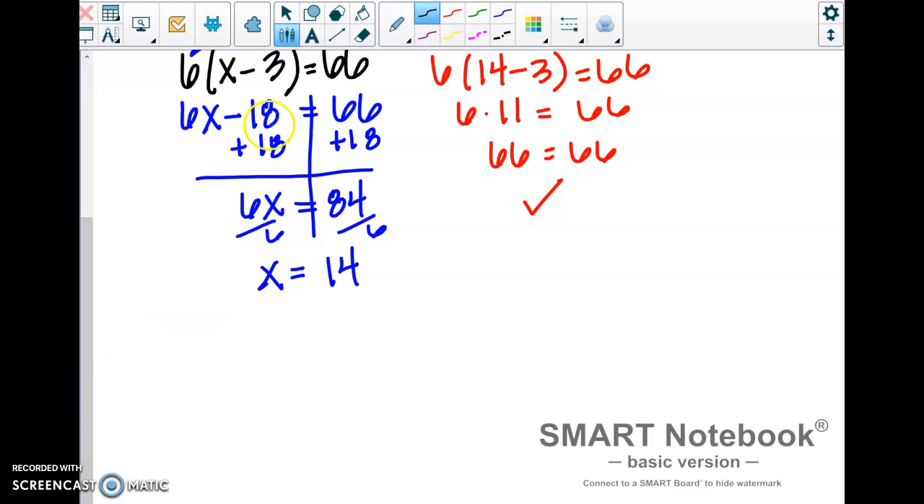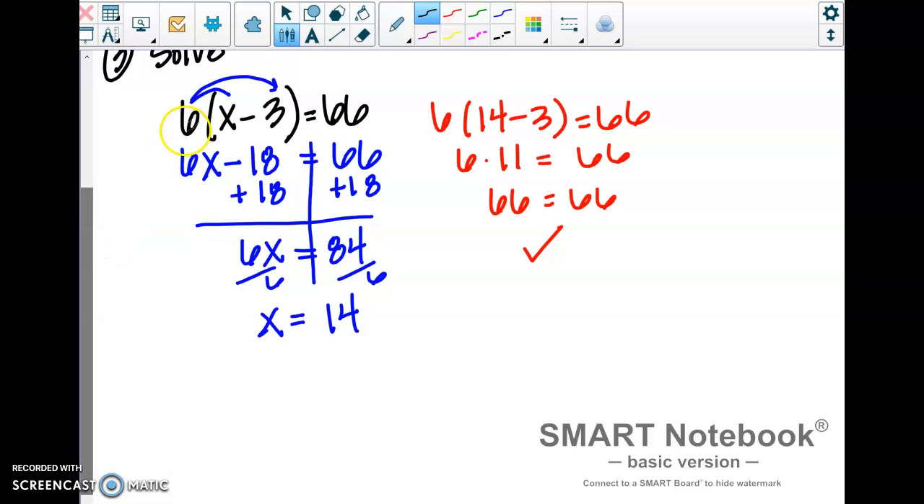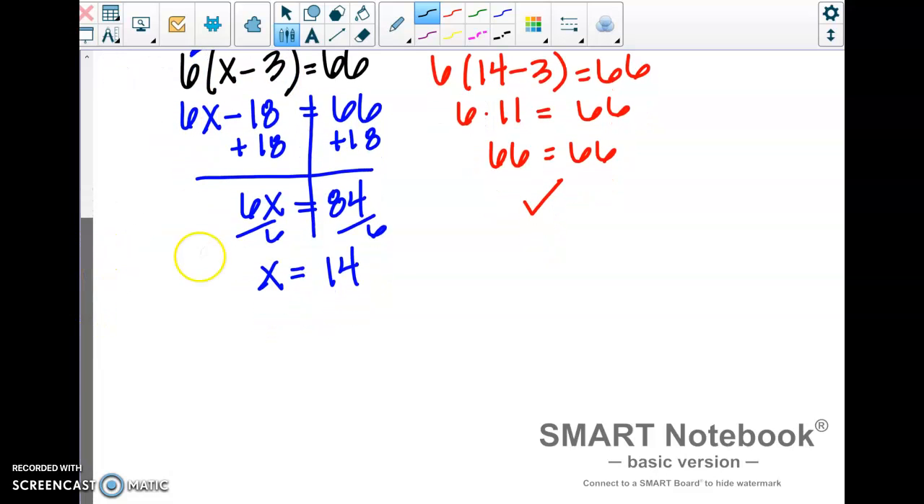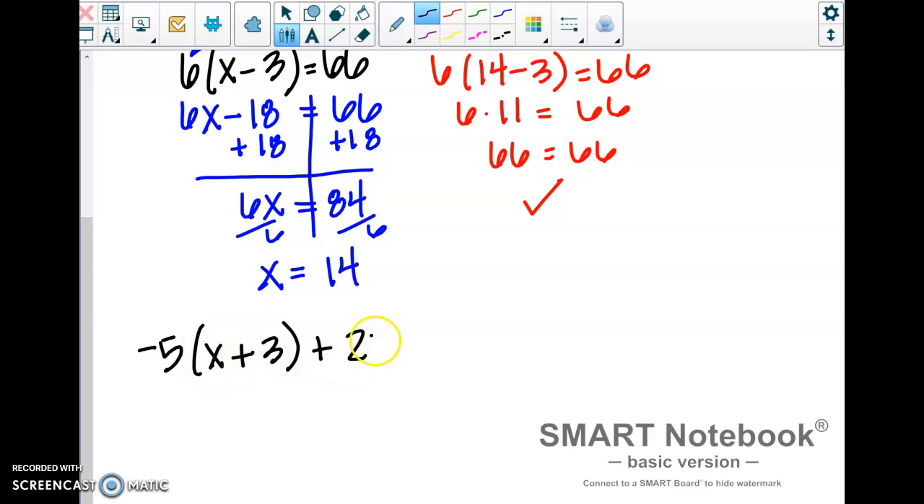Okay, for the next one, I'm going to add a step. That one just had distributive property and then solve. This one's going to have distributive property, combine like terms, and then solve. So let's start with negative 5 on the outside, (x + 3) + 2x = 53.5. Take a second, pause the video, and see if you can solve that one on your own.